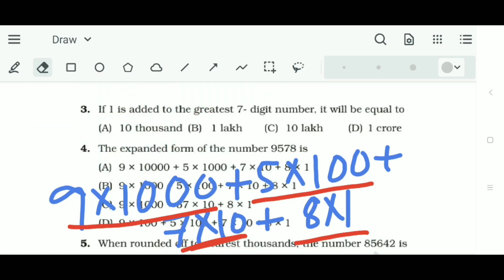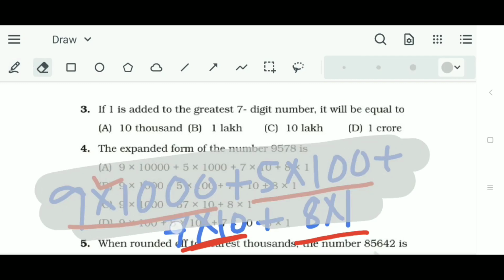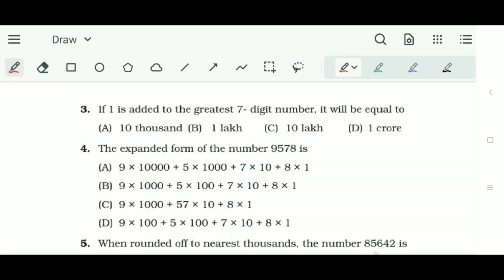You can see the option number B is correct here. It is here given 9 into 1000, 5 into 100, 7 into 10 and 8 into 1. Let's see it more clearly. Yes, here you can see 9 into 1000, 5 into 100, 7 into 10 and 8 into 1. So for question number 4, option B is the correct one. Now let's do the next one.